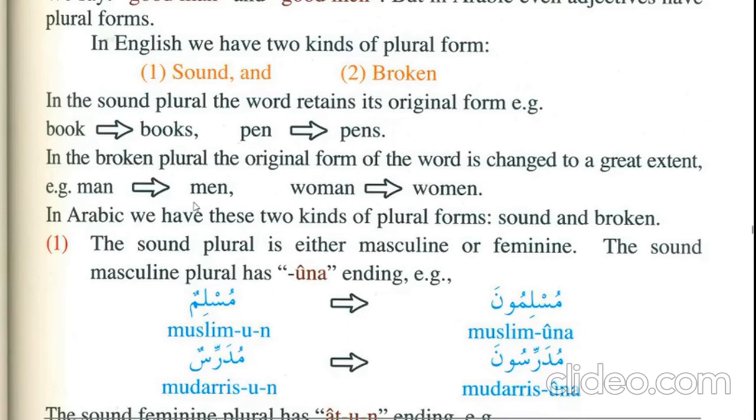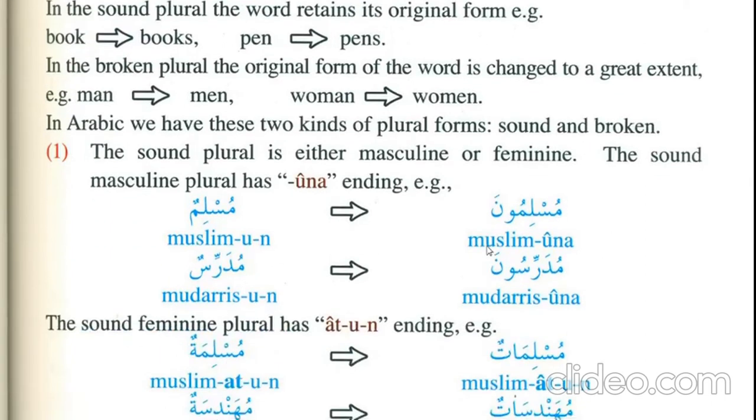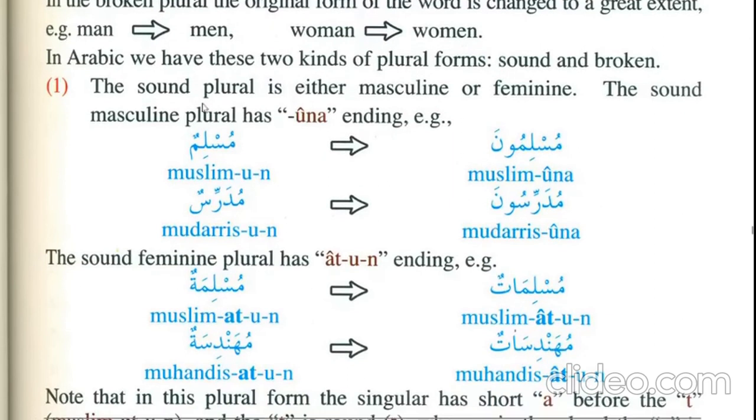Same thing in Arabic. In Arabic we also have two types of plural. One is known as Salim and the other is known as Mukassar. So Salim means sound and Mukassar means broken. Salim has two types. First is masculine, Jama Muzakkar Salim. And the second one is Jama Muannas Salim.